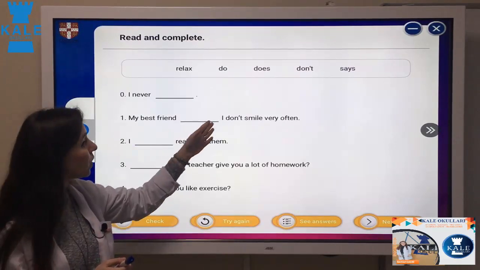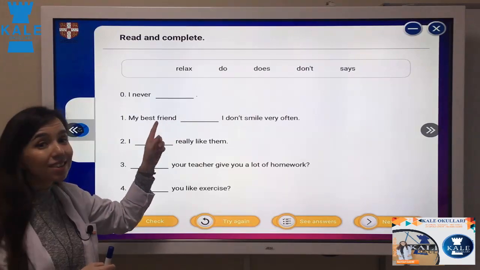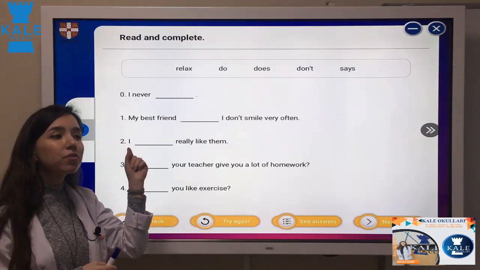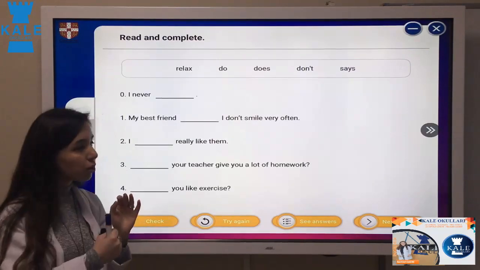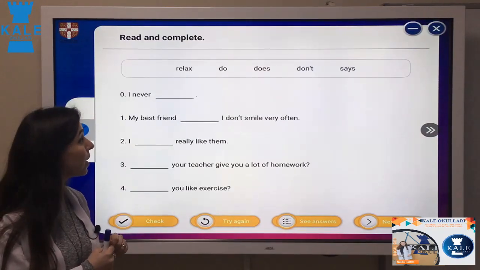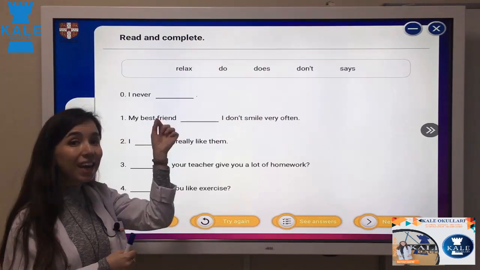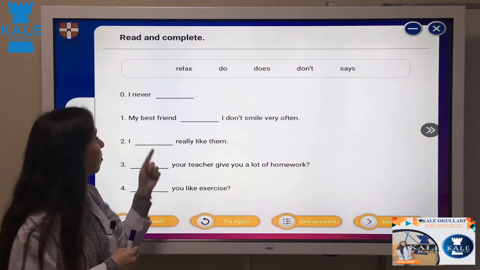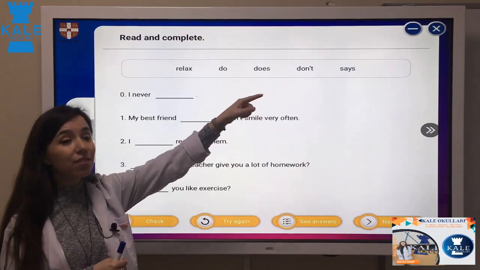Yes, my best friend, I don't smile very often. My best friend is third form. Best friend is like he or she. We don't know, it can be he, it can be she. So for best friend, we have to use third form with S or ES. So which one? My best friend says I don't smile very often. Says, because here we have S.